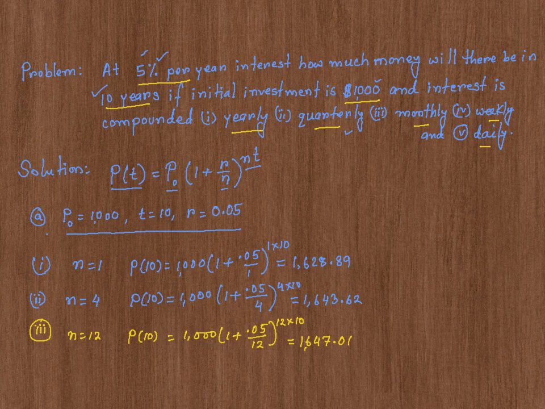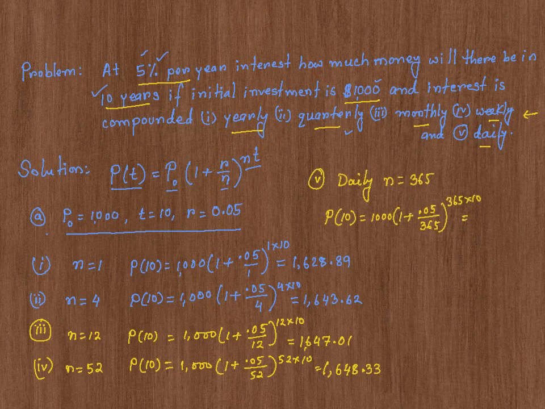Now the rest of the problems I'm just going to quickly write down and give you the answers. It is exactly the same. In part 4, we are collecting interest weekly, so N is equal to 52. If we simplify it, P of 10 is equal to 1648.33. For daily, you're going to have N equal to 365, and if you plug this into the equation, you'll get 1648.66.